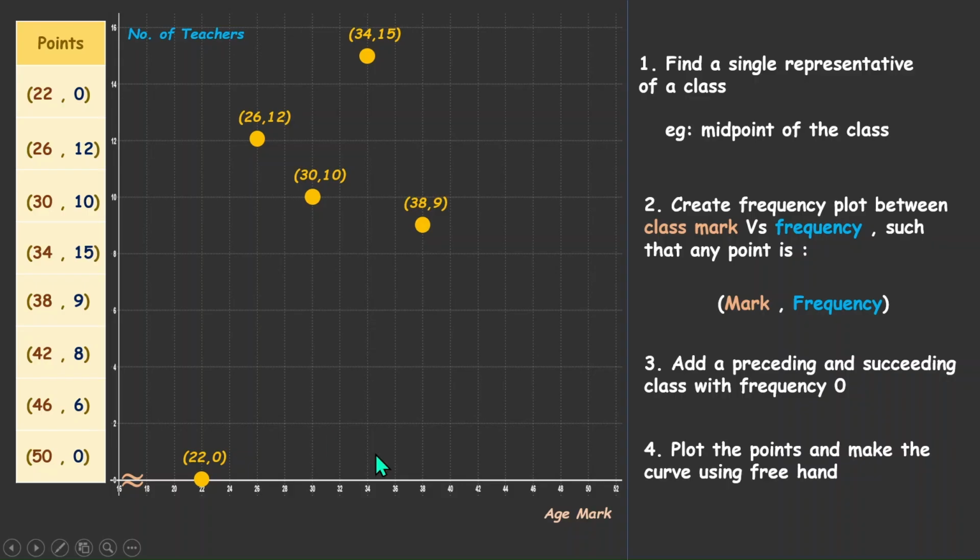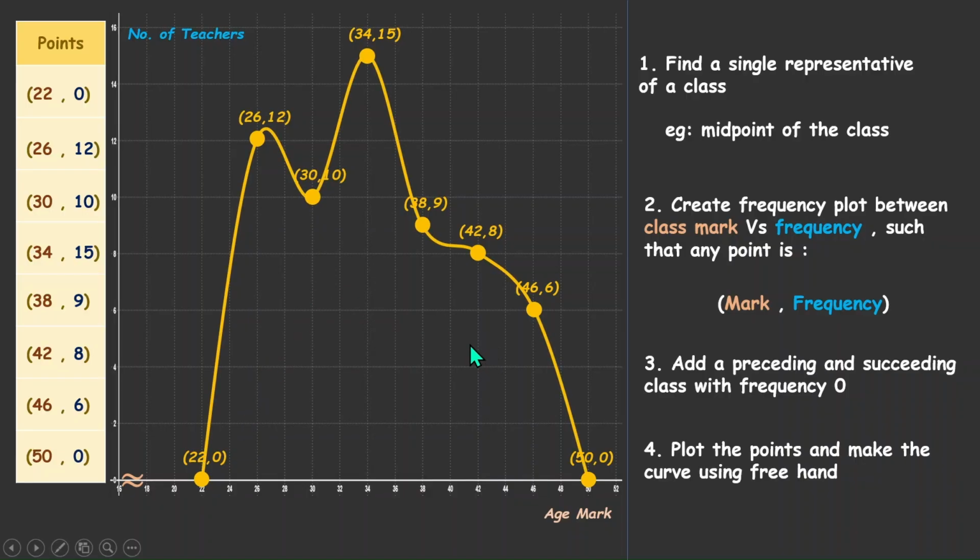42, 8, so that's 42, and 8 would be here, so it would be somewhere here. 46, 6, so we have a 46 here, and 6 would be somewhere here, so that's 46, 6. And finally 50, 0, so that would be here. And note, 50, 0 and 22, 0 are the 2 points we used to complete the frequency polygon, right? And now all that is left to do is to construct all these points with a freehand curve. So let's do that.